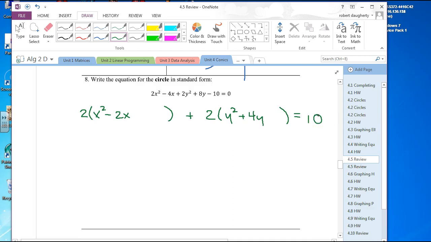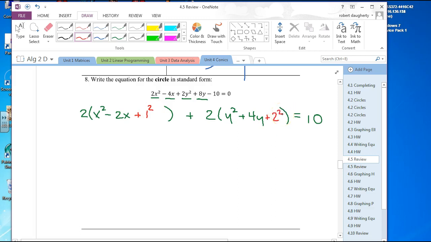Okay, double check. Look at what I factored out. 2 times x squared, that's 2x squared. 2 times negative 2x, that's negative 4x. Go to the y's. 2 times y squared is 2y squared. 2 times 4y is 8y. Okay? So if I look at this, then what is half of this number? That's 1, so I need to add 1 squared there. Half of this number is 2, so I need to add 2 squared in this case.